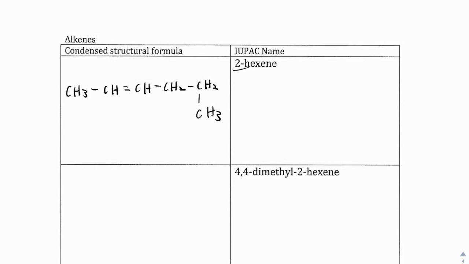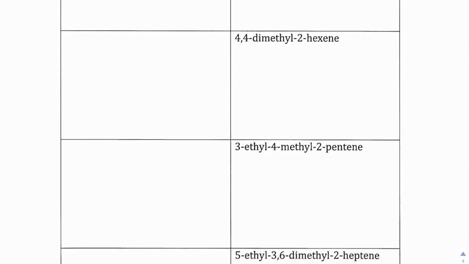Guys, got it? Got it. Let's move on. Try this one, guys. So again, I have a bond on the 2nd carbon to my 3rd carbon. I know this from this. So hexene is going to be CH3.